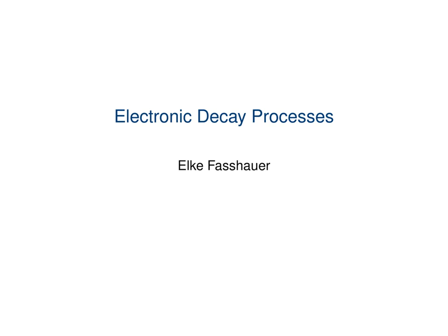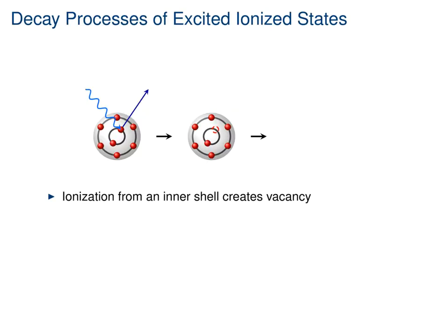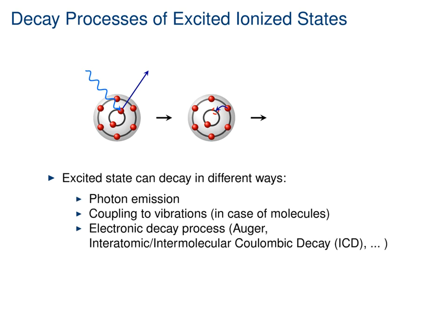Welcome to a short introduction of the different electronic decay processes. Every electronic decay process is initiated by ionization or excitation from an inner shell, which creates a vacancy. The created excited state can decay in different ways. It can decay by photon emission, coupling to vibrations in case of molecules, or it can decay via an electronic decay process like the Auger process or the ICD process.